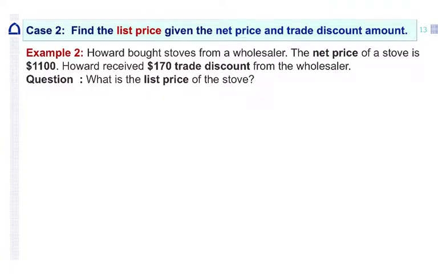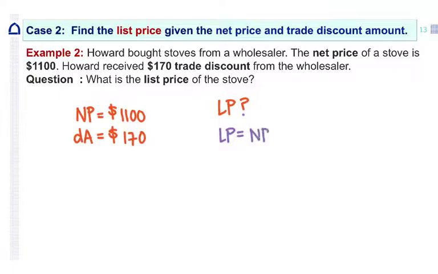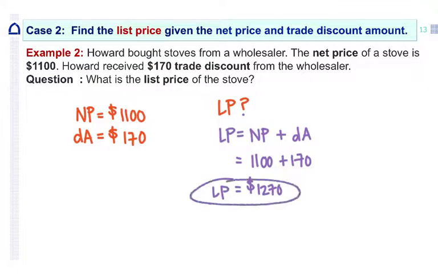So here's another example like that. It tells us the net price of a stove is $1,100. That's the cheaper price. And it says he received a trade discount, so that's a discount amount of $170. And we want to know, what was the expensive list price? So we have that formula that the list price is the cheaper price, plus you can add back that discount amount and see what the original expensive price would have been, and it would have been $1,270 if we had to pay that expensive list price.